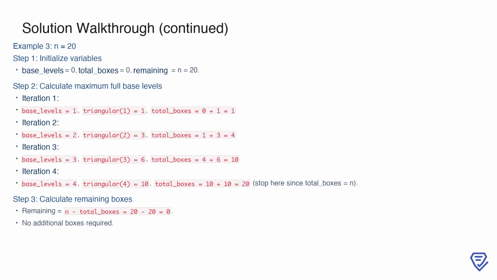For base_levels of 2, the triangular number is 3, increasing the total boxes to 4. For base_levels of 3, the triangular number is 6, bringing the total boxes to 10. Finally, for base_levels of 4, the triangular number is 10, and the total boxes increase to 20. This matches n exactly, so we stop here as no more base levels can be added.